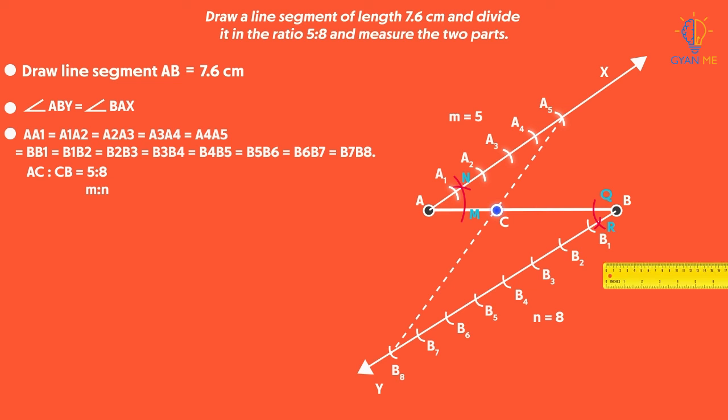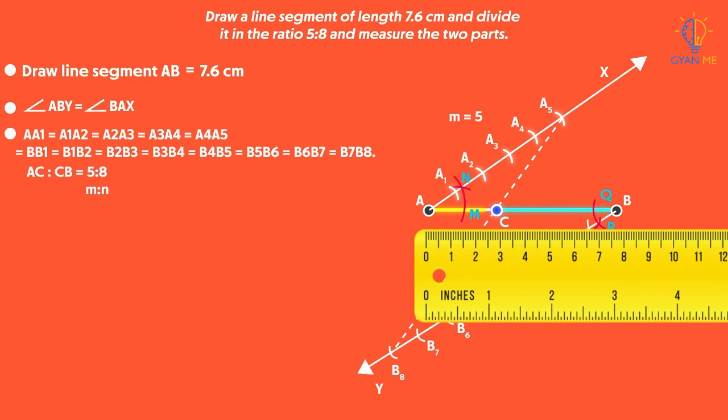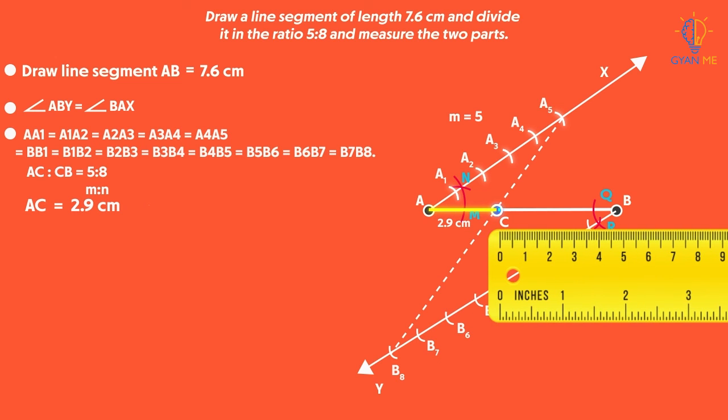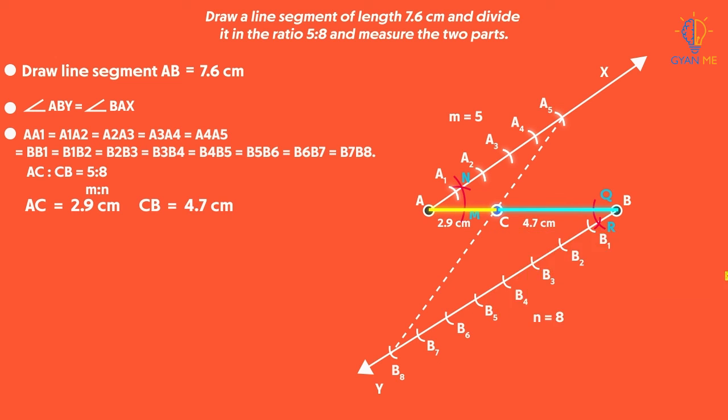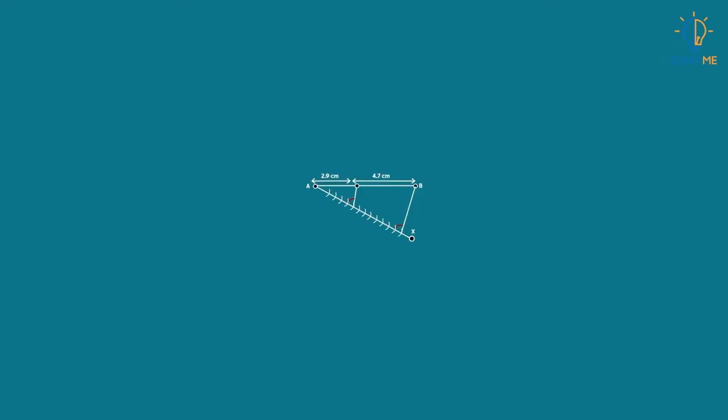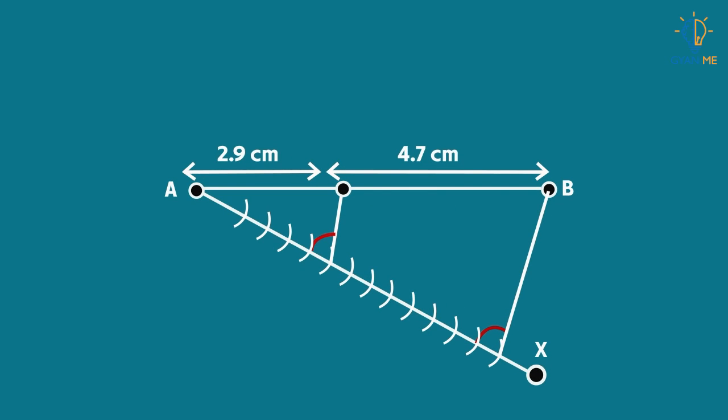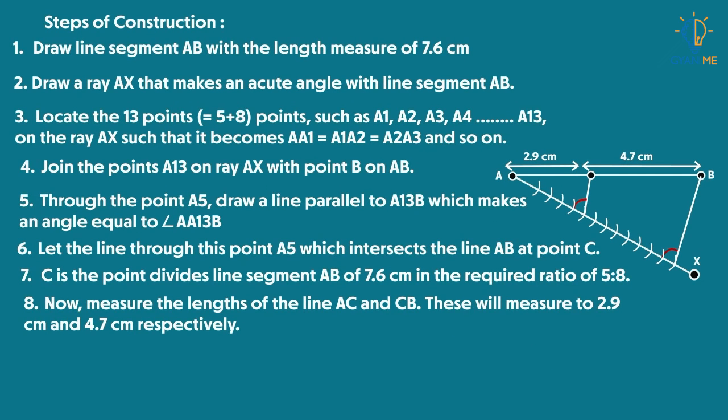Students, now use your ruler and measure AC and CB. We find that AC is equal to 2.9 and CB is equal to 4.7 centimeters. Thus, this is our required construction. Now, students, as we told you, this construction can be done by any method. But since we used second method, which is easy for this case, the steps of this construction as per our first method is also shown to you on your screen.